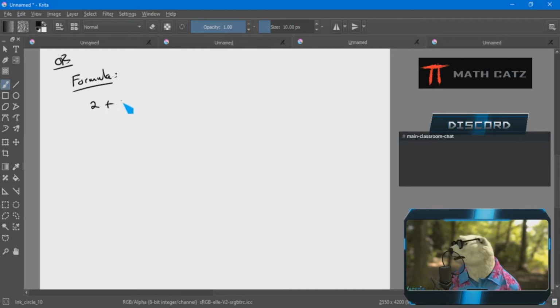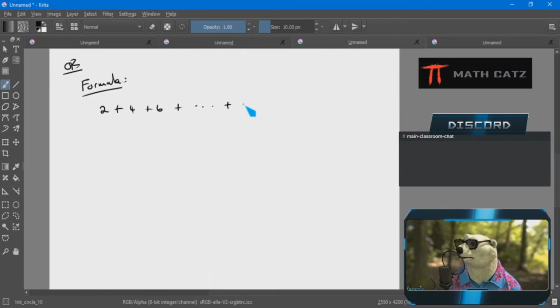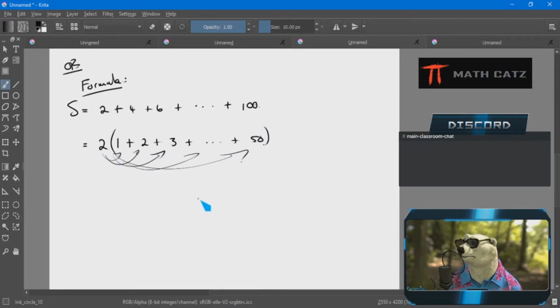What was it? 2, 4, 6, all the way to... Why do I not remember this? 100. That is what I'm ultimately trying to figure out. Now, clearly, this does not look right in any way. I'm going to factor out a 2. And then I will have left in the bracket 1 plus 2 plus 3 plus so on, all the way to 50. Because when I multiply the 2 back in, I get 2, I get 4, I get 6, I get everything all the way to 100.